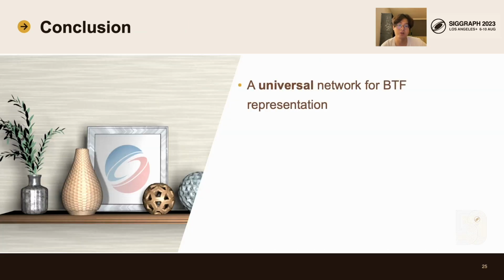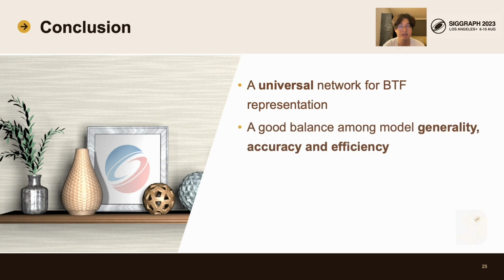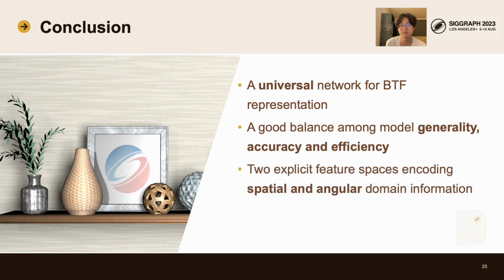Lastly, we shall conclude our paper. First, we present a small but universal network for BTF representation and rendering. We trade off between generality, accuracy, and inference for a good balance. Second, we design two explicit feature planes for both spatial and angular domains. At last, our universal model achieves a lightweight BTF acquisition approach.